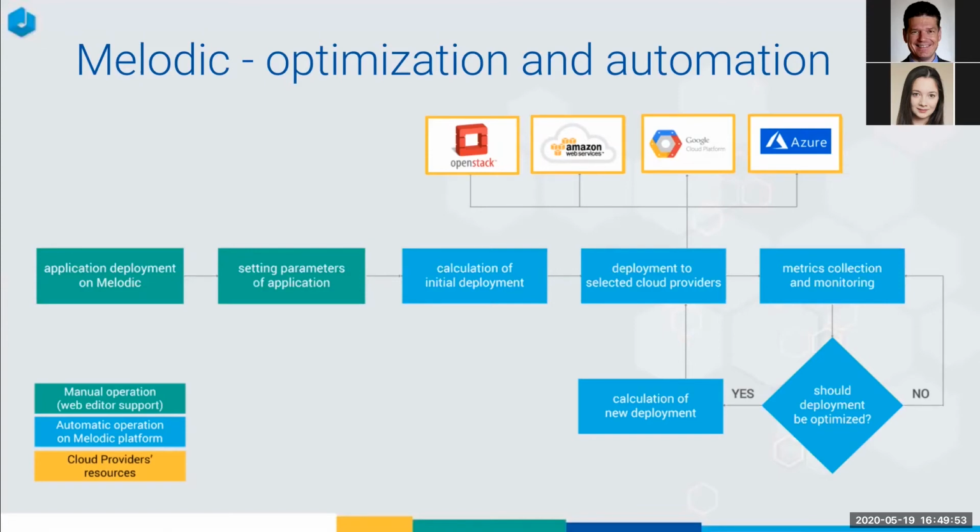than the current one. It means that it can move application components to another cloud provider, to another virtual machine, add more instances, or whatever Melodic establishes as the best deployment. Therefore, during the application execution, Melodic manages to always have the most optimal environment.